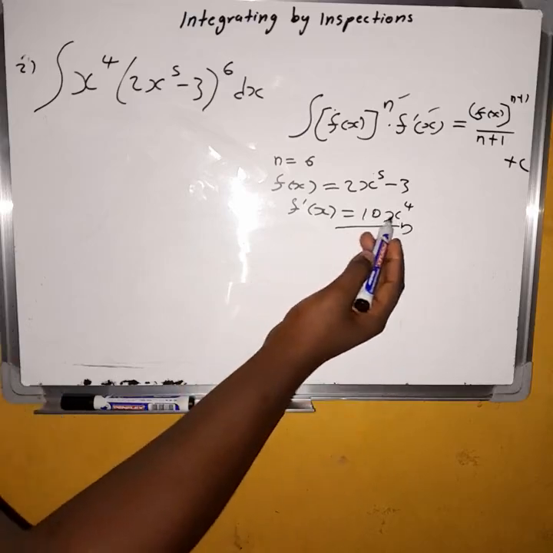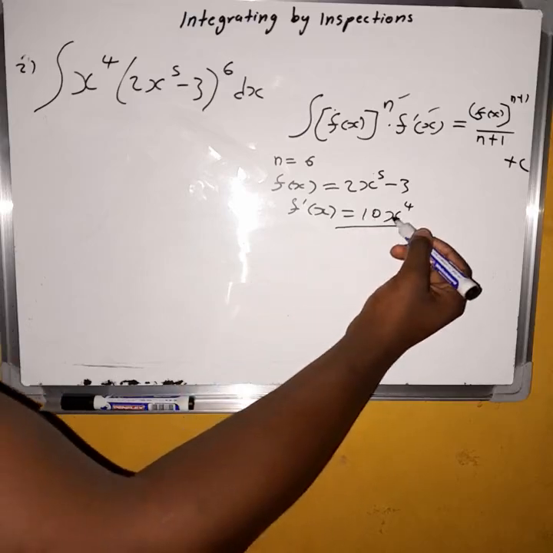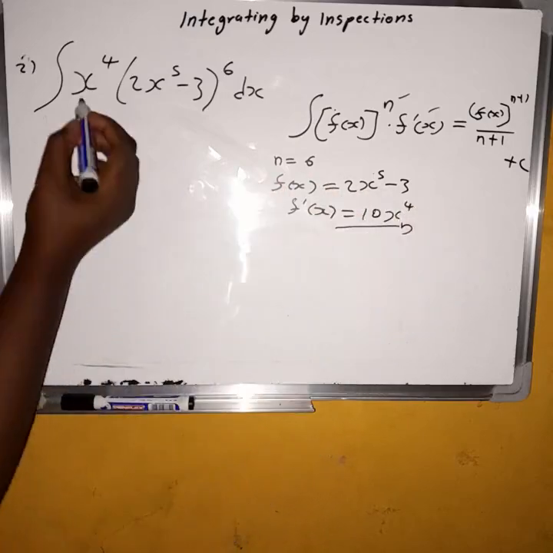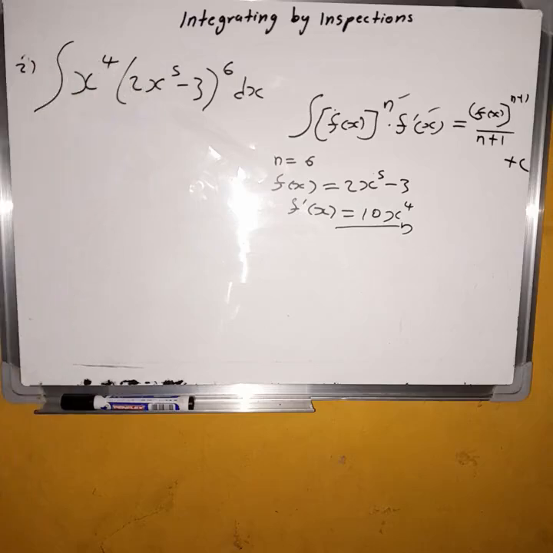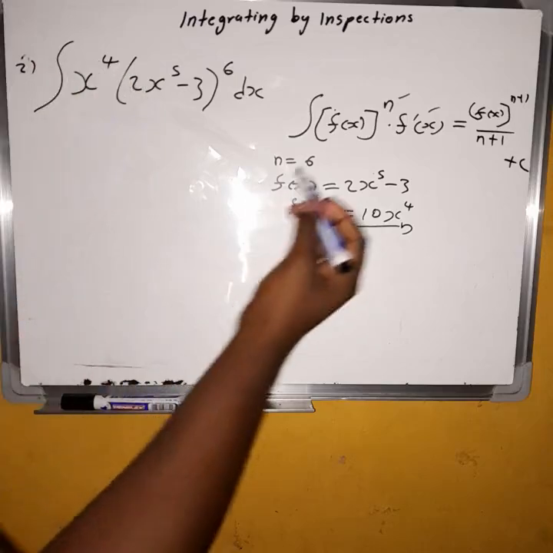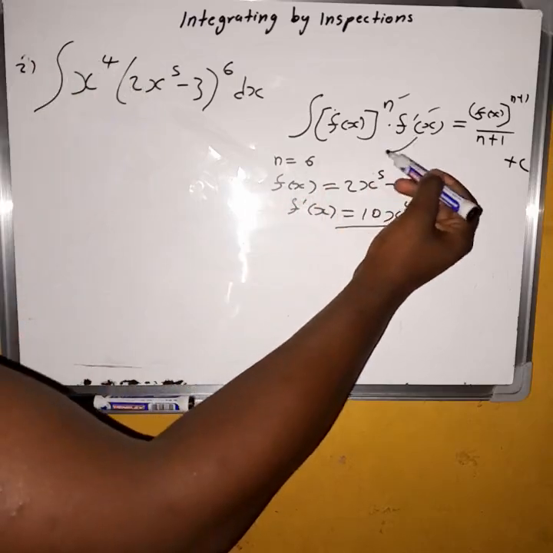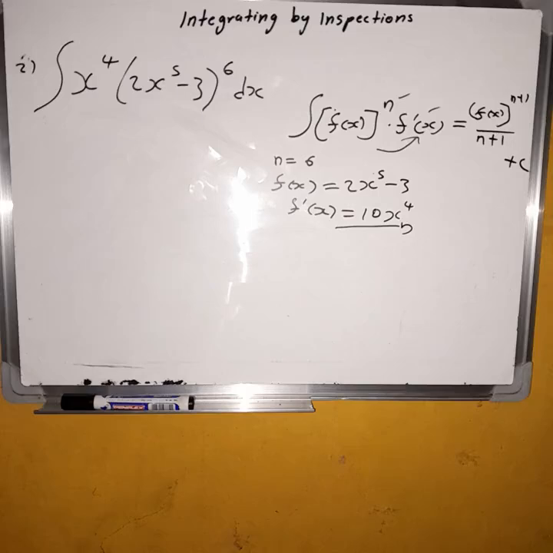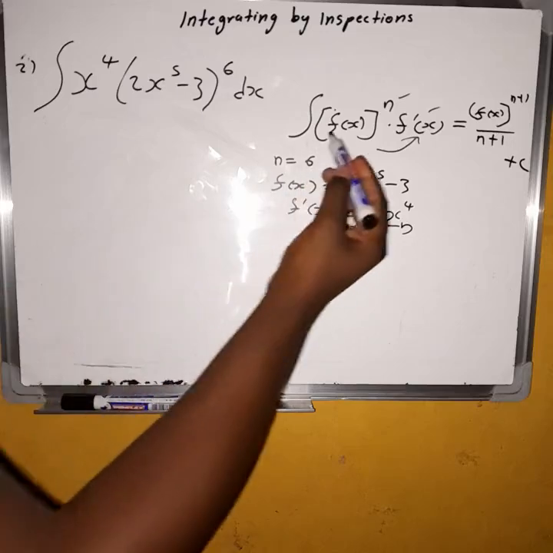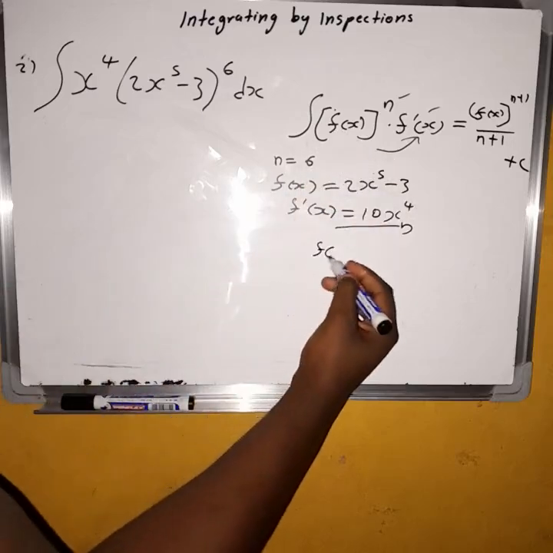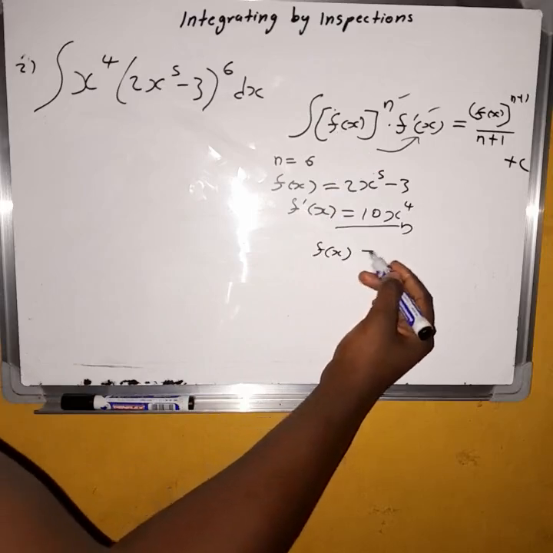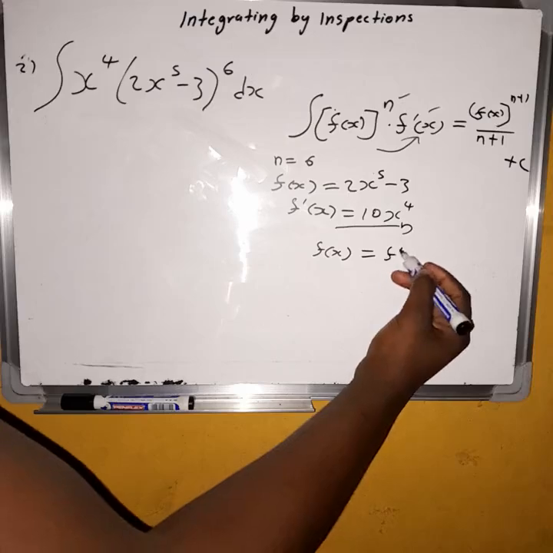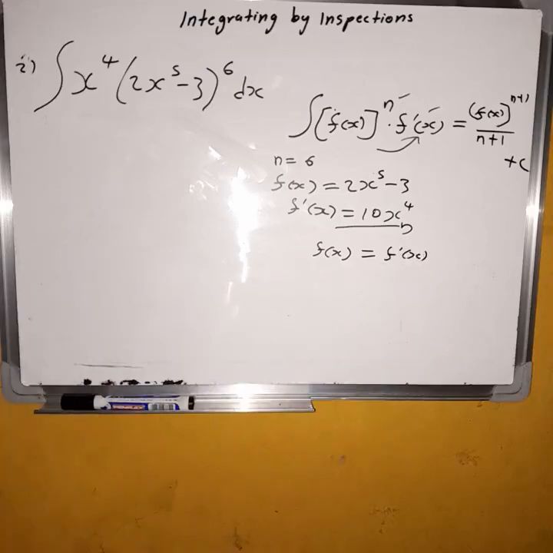You have 10x to the power 4, but here we have x to the power 4. You see, our formula supposes these to correspond. When you differentiate, this must be the same as this one, right? That means when you differentiate f of x, it must be the same as f prime.